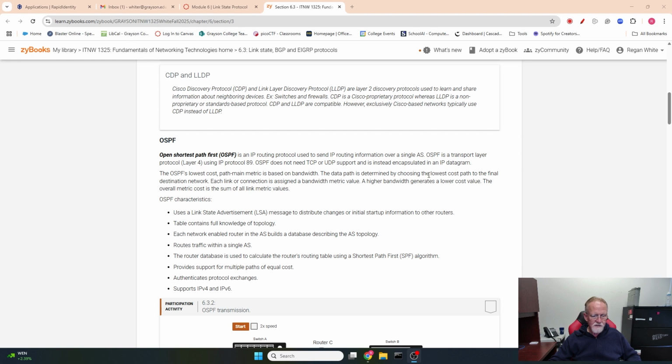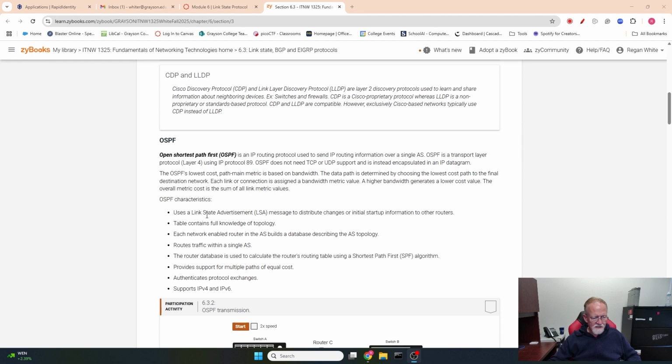The data path is determined by choosing the lowest cost path to the final destination. This may not be the shortest path. It may be a longer path with fewer hops, or it may be a less busy path. It chooses the lowest cost path. Each link or connection is assigned a bandwidth metric value. A higher bandwidth generates a lower cost value. So if you've got one possible path that's through a lot of fiber and one that's through a lot of copper, the higher bandwidth is going to get a lower cost value, and that means the router using that protocol is going to pick that path first.